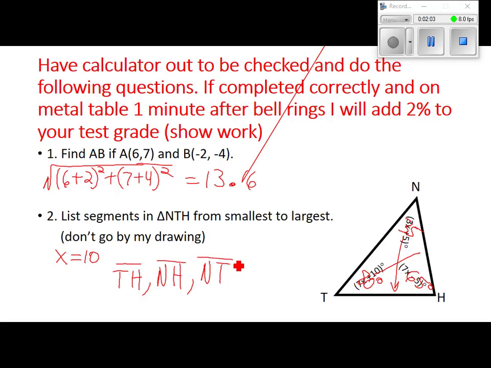No, that's not right. If you go by the angle measurements, NH would be the biggest, so it would be at the end, because 80. See? Harry lied to me. Harry, I'm not even looking at you. You're lying to me just to make me look silly, aren't you? So those two are switched around. Just because it looks long doesn't mean it is. Exactly, don't go by my drawing, right?